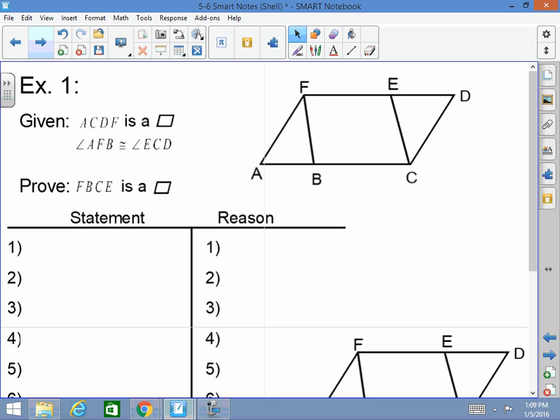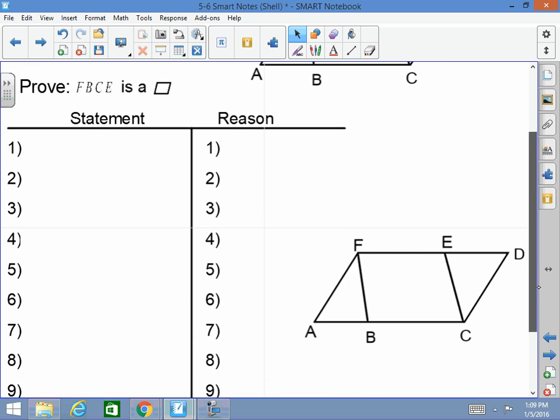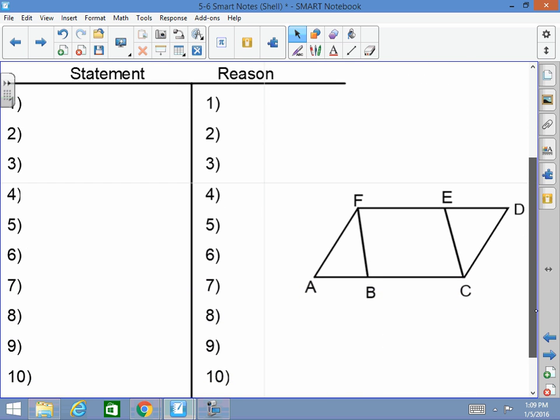All right, guys. Long proofs, okay? But we got this. Figure ACDF is a parallelogram. Angle AFB is congruent to angle ECD. I want to prove that FBCE is a parallelogram. When we get to stuff like this, me personally, I like to highlight what it is that I'm proving. I want to prove that this blue quadrilateral here is a parallelogram. That's what I want to prove.